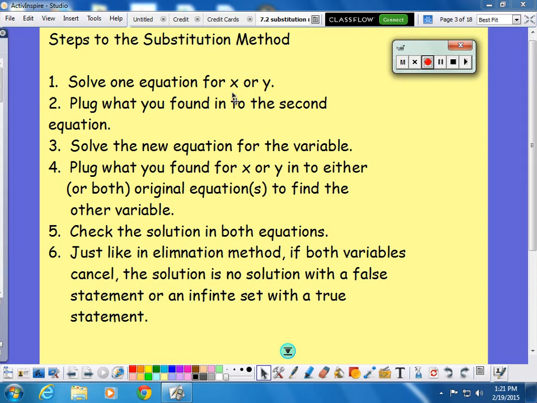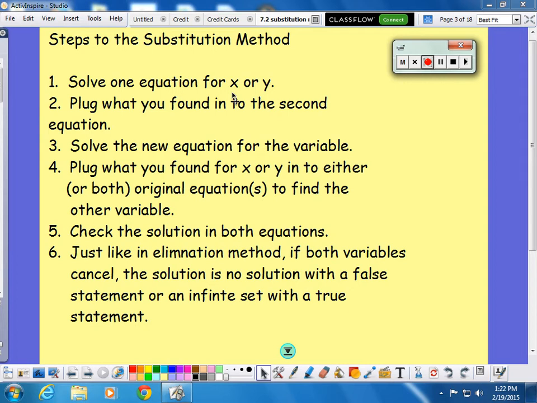Number 3, solve the new equation for the variable. Once I get it all plugged in, I've formed a new equation. I'm going to have 2 variables, but they're both going to be the same. If I've solved for y, they're both going to be y's. If I've solved for x, they're both going to be x's. So whatever variable I've got, I solve for that.